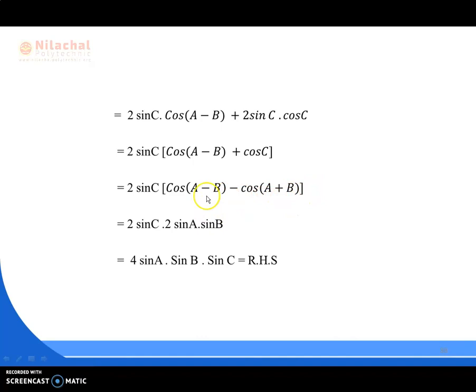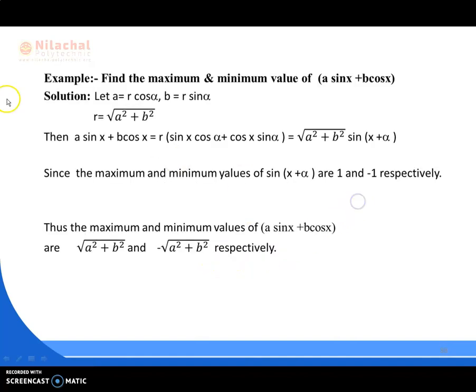Okay, so this is what we get now: cos c minus cos d. What is the formula for this? Cos a minus b minus cos a plus b. This is the formula for 2 sin a into sin b. Just recall the formula from the previous classes. This is cos a minus b minus cos a plus b, which means 2 sin a into sin b. What we get now here is 4 sin a into sin b into sin c. This is our RHS. Okay, let's see.